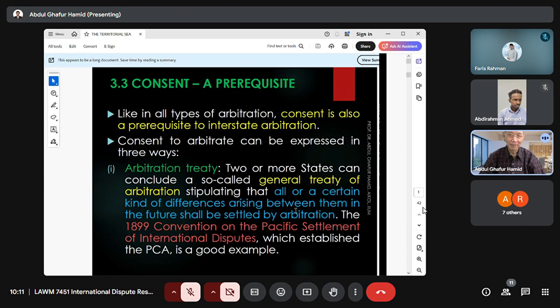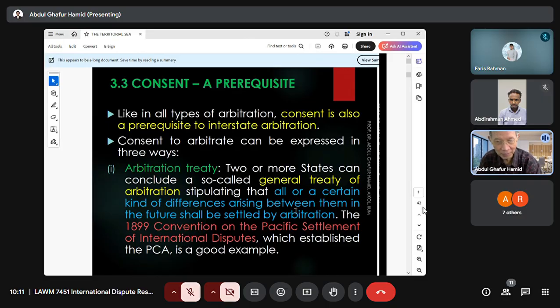So that is why, like in domestic arbitration and also international commercial arbitration, in the case of interstate arbitration also, consent is a prerequisite for all types of arbitration. Consent is the basis of arbitration. Consent to arbitrate. This consent to arbitrate can be expressed in three ways.